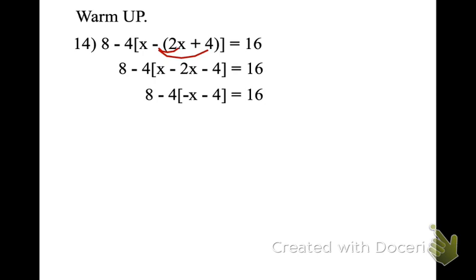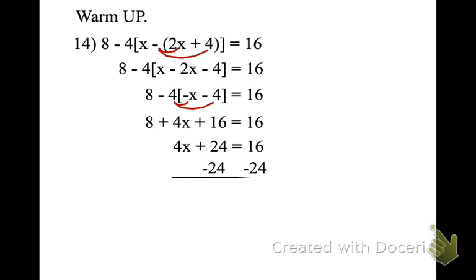Negative 4 times negative x is positive 4x. Negative 4 times negative 4 is positive 16. And then I'm bringing down the 8 and bringing down the 16. Now I'm going to combine my like terms, the 8 and the 16. That makes 24. And I've got 4x plus 24 equals 16.